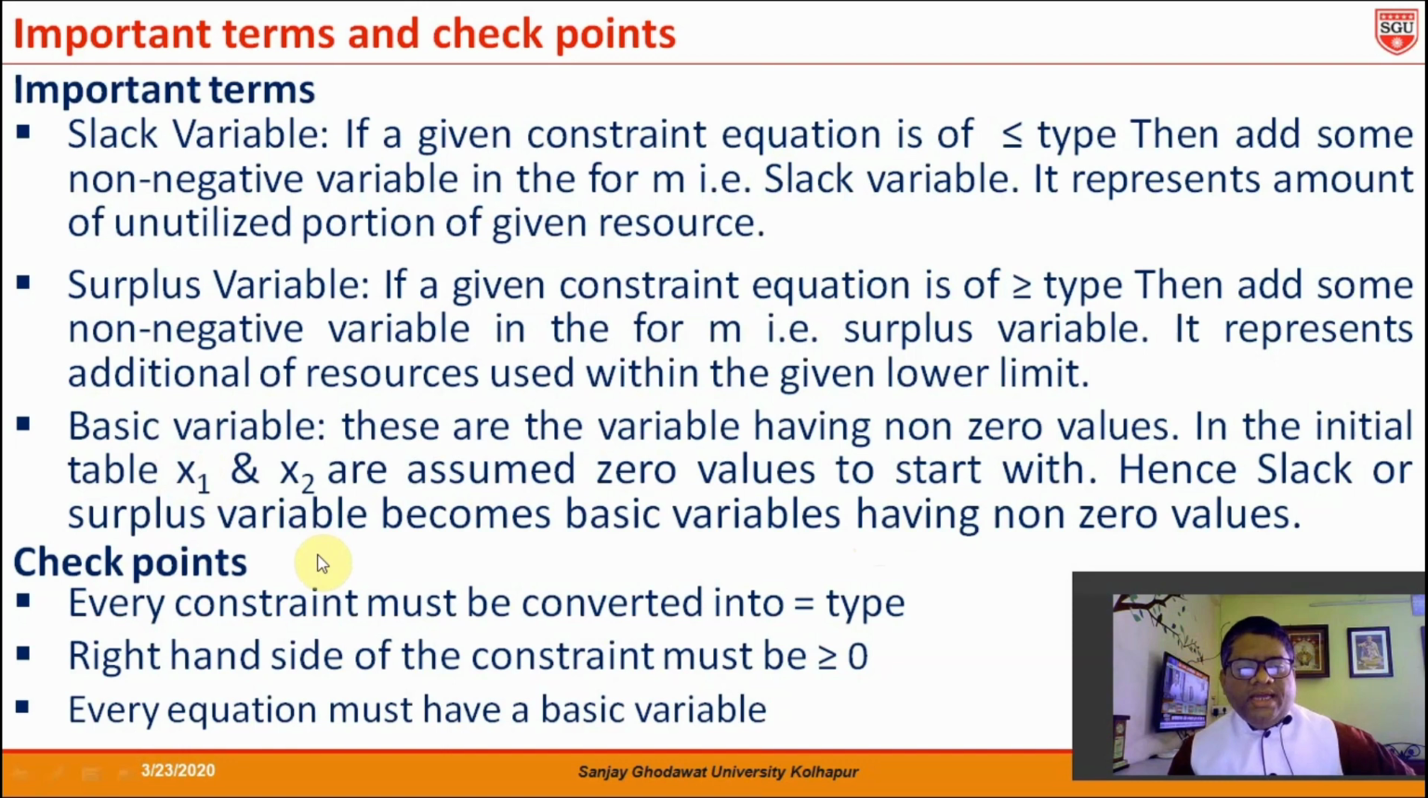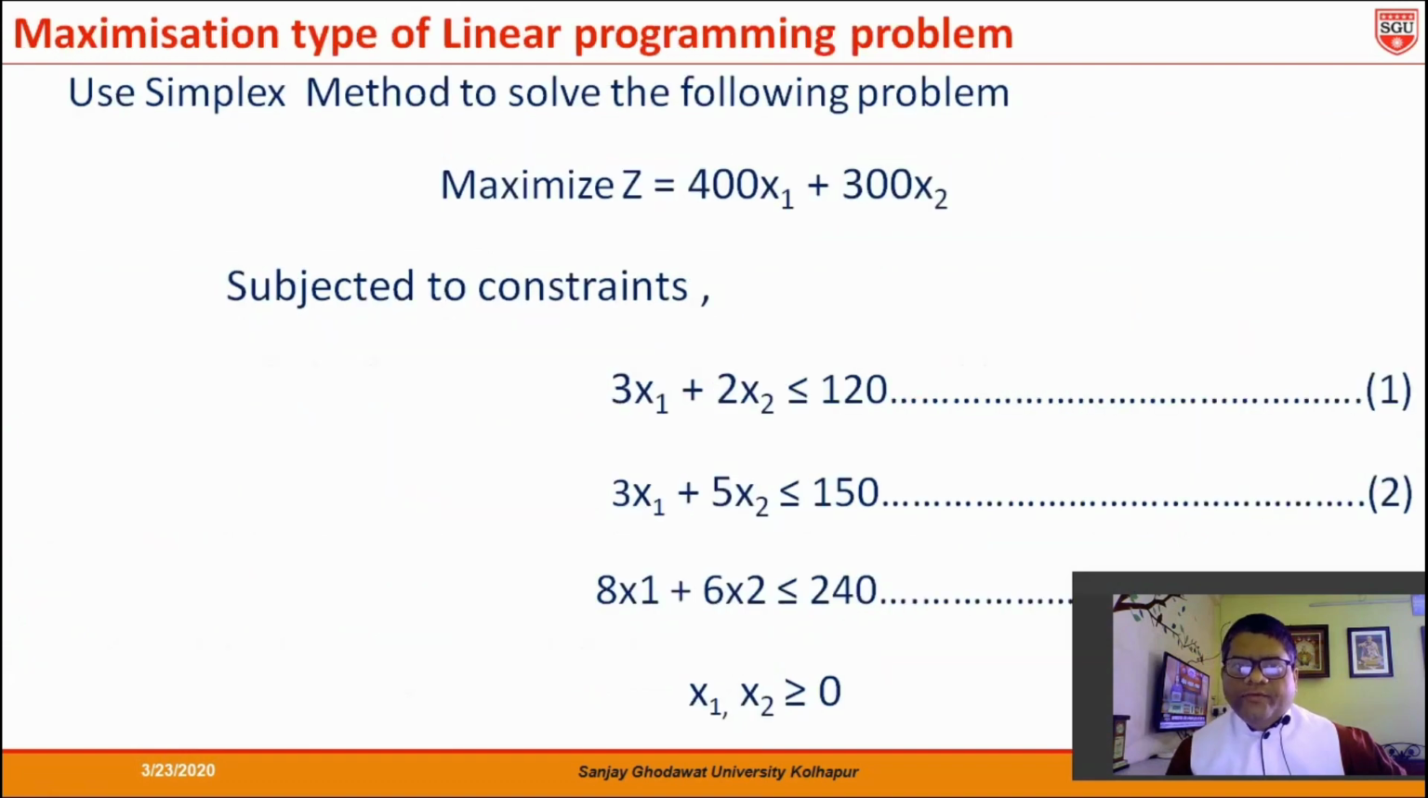In order to apply the simplex method, we must check these 3 checkpoints. First, we need to confirm whether the equation has been converted into equality. Second, we have to confirm the right hand side of the equation must be greater than 0, and third, we have to confirm that there must be at least one basic variable which has a non-zero value.